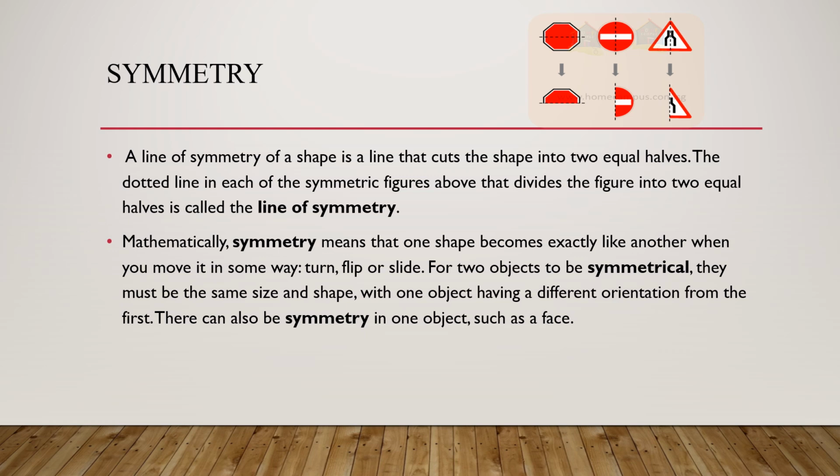There can also be symmetry in one object, such as faces of animals and humans. In practical examples, in all animals, including human beings, if a vertical line is drawn, then we see that both sides have the same figures. For example, both sides have the same eye, same nostril, same ear. These organs are even placed in the same place.